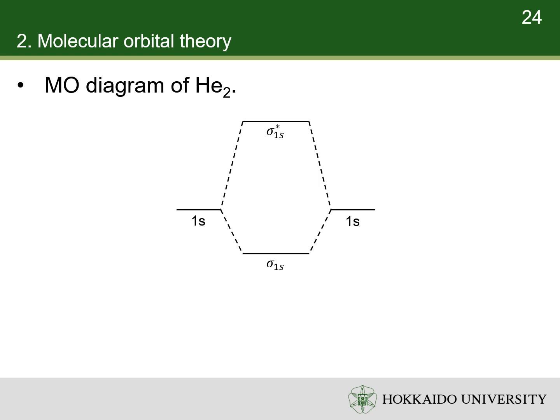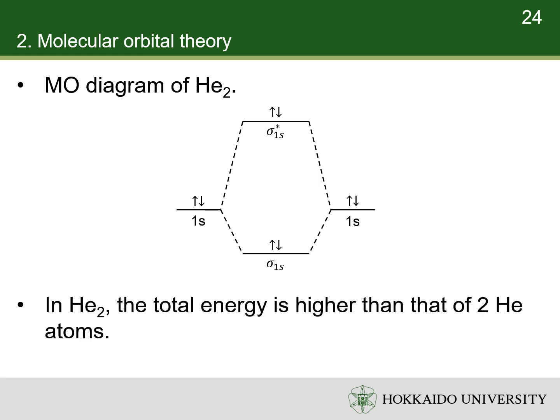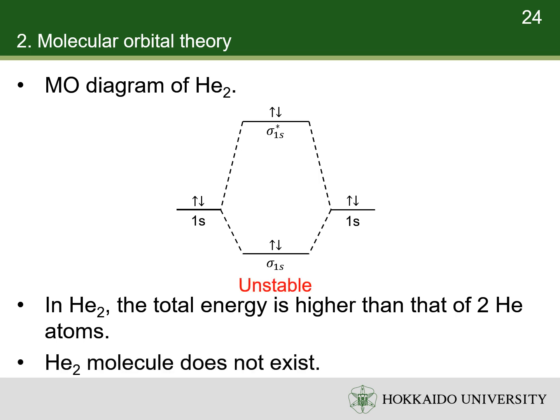In the molecular orbital diagram of the dihelium aggregate, each helium atom has 2 electrons in its 1s orbital. There are totally 4 electrons in the molecular orbitals. They occupy both the 1s bonding orbital and the 1s antibonding orbital. The total energy in the dihelium aggregate is higher than that of 2 helium atoms. Thus, dihelium is not stable and cannot be considered as a molecule.